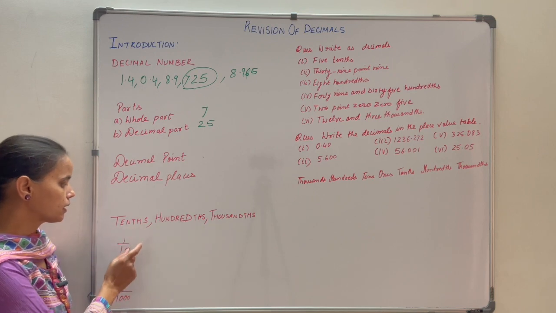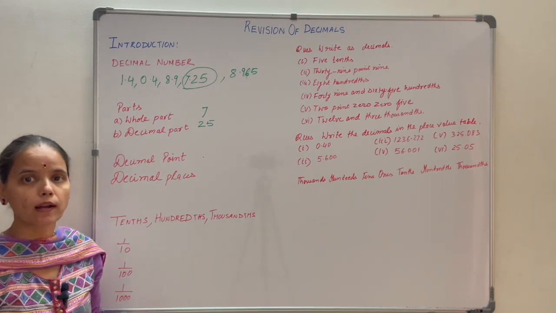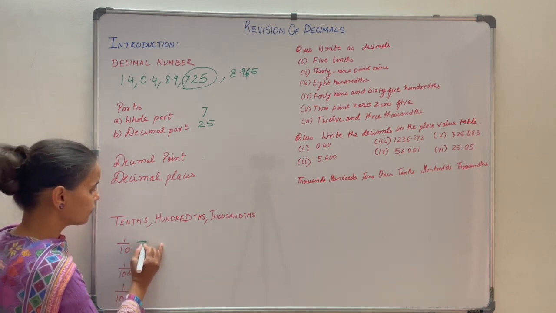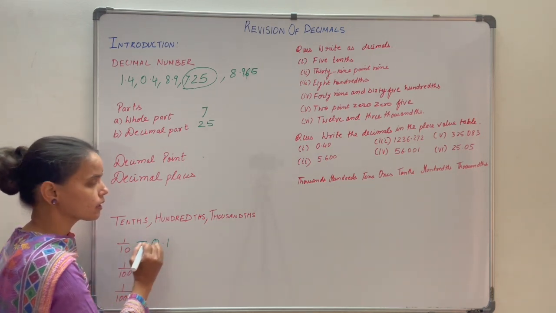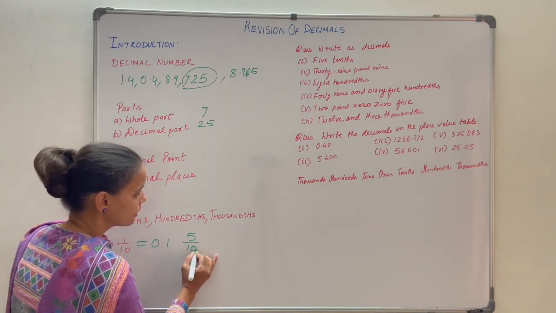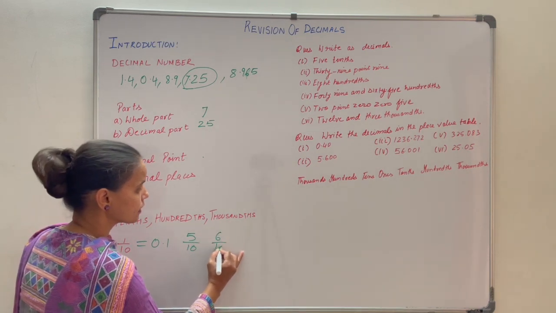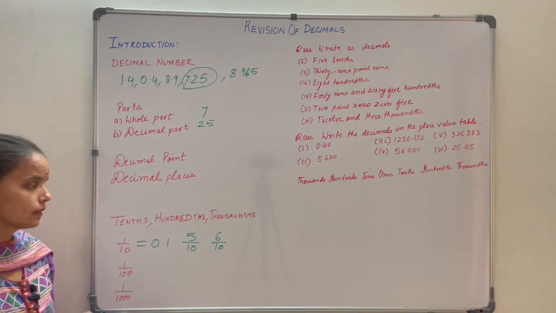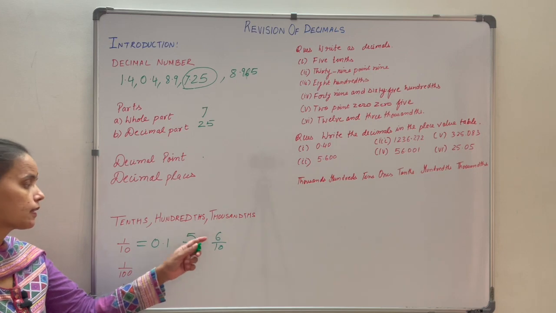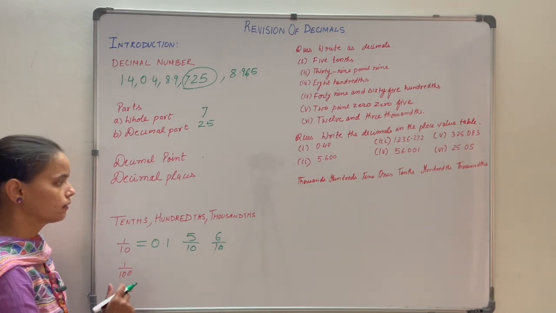Now, tenth, 1 by 10 is written, this is called 1/10. You can even write it as 0.1. How will you read this? 5 by 10? It is 5/10. 6 by 10, it is read as 6/10.